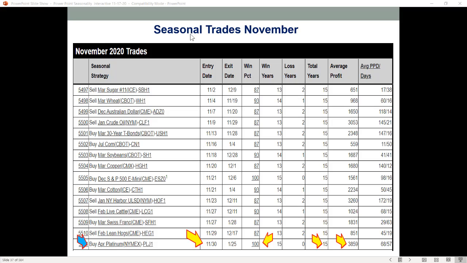So in this video, I'm going to show you some statistics that I use. These are seasonality statistics over different commodities. So here's a look at April Platinum. See where my pointer is? So this is April Platinum, the futures.